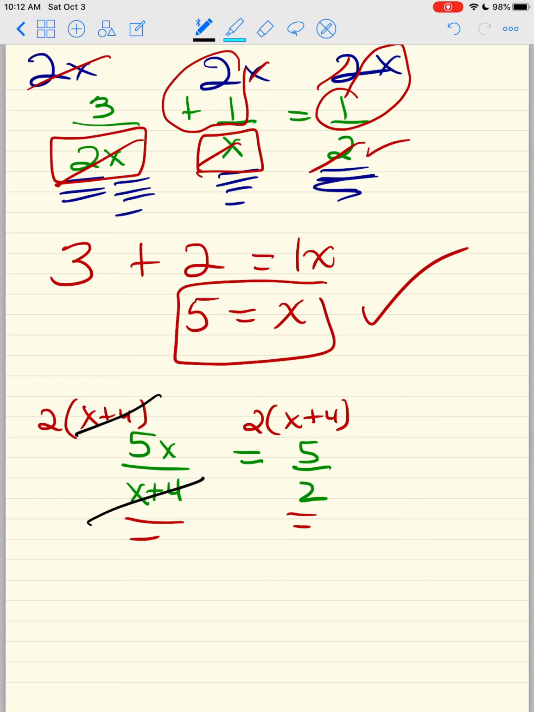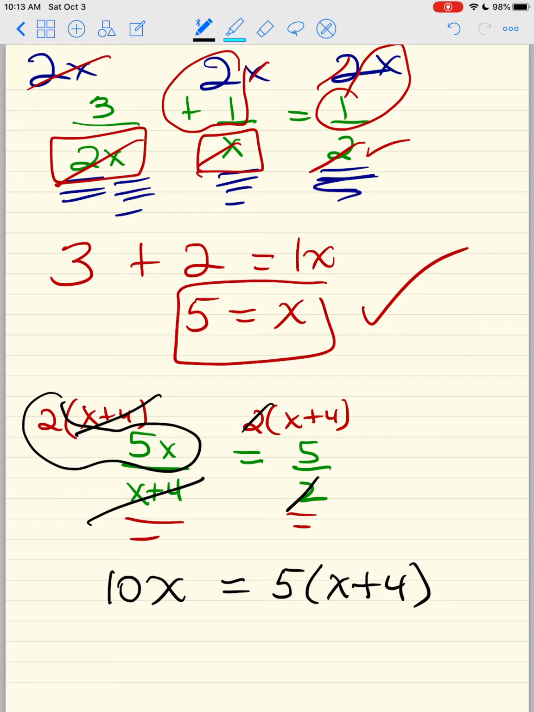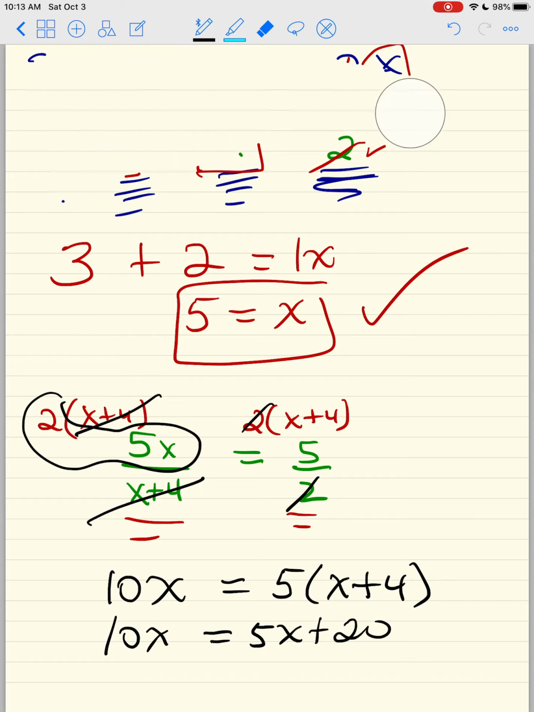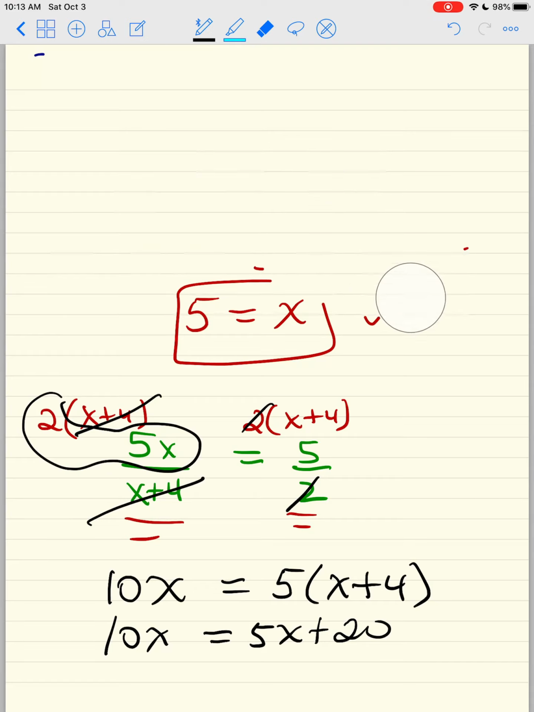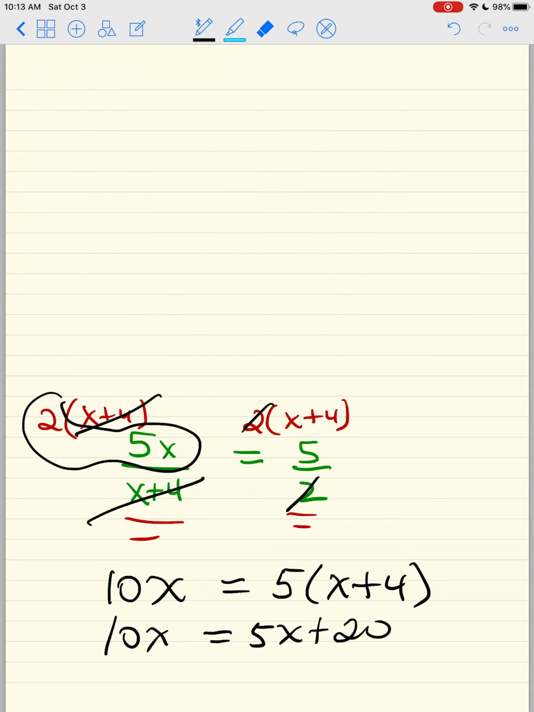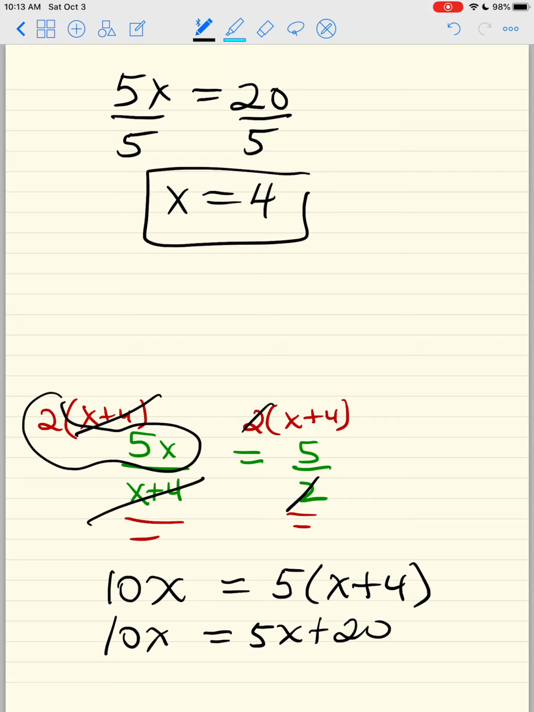That cancels with this. You're left with 2 times 5x, which is 10x. That cancels with this. You're left with 5 parentheses x plus 4. You're going to now distribute, and now you're going to minus 5x, because I'm running out of room. Let me erase the top. You're going to minus 5x, and 10x minus 5x is 5x. And that's equal to 20, and you're going to just divide by 5, and x equals 4. Now, 4 plus 4 makes 8, so that works. Okay? And as long as your denominator doesn't equal 0, then you are fine.